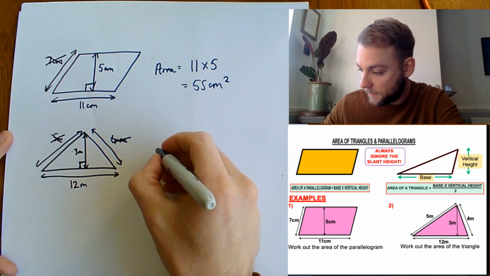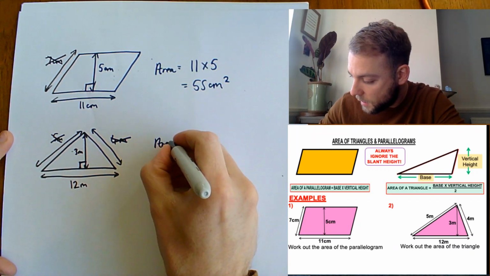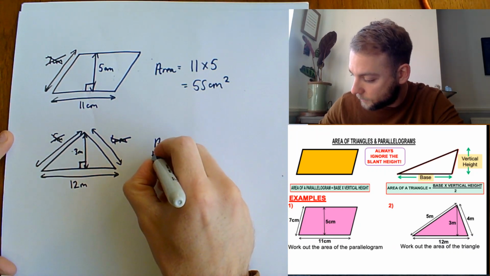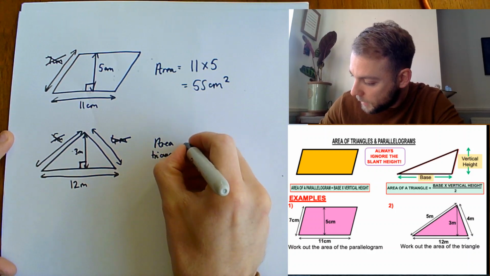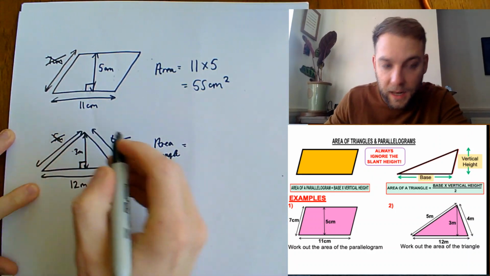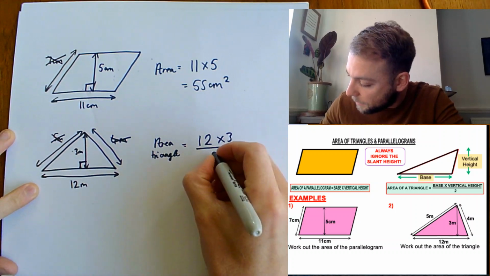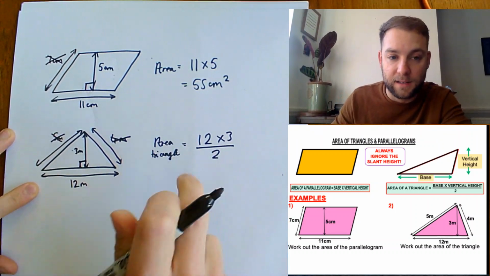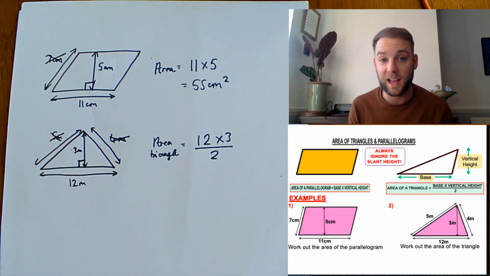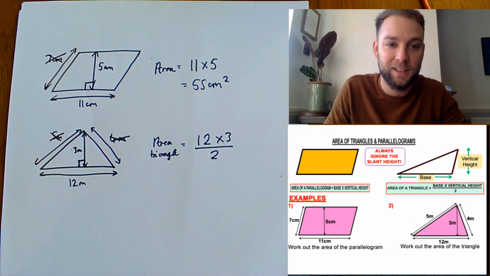So it's going to be the area of a triangle is equal to the base times by the height, so 12 times by 3 divided by 2. Do not forget to divide that by 2. I know I'll say it, and I know that you'll have a go at these questions, and I know that people will forget, so just make sure that you don't.